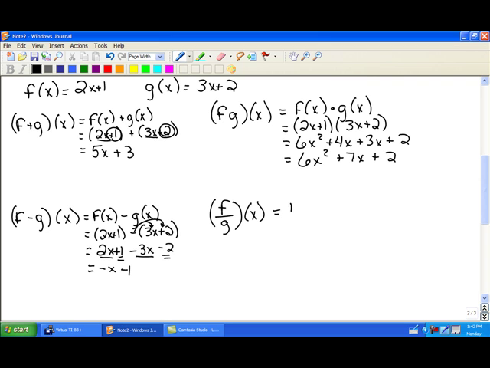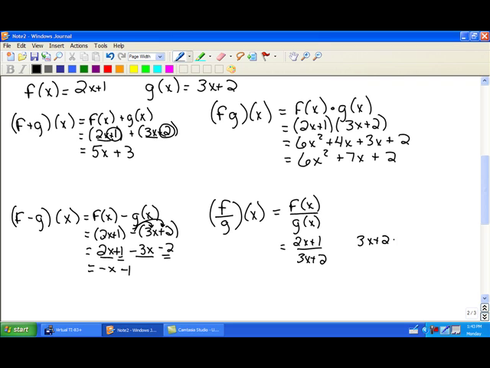The quotient of these two functions, f divided by g of x, means take the f of x function, put it on the top, take the g of x function, put it on the bottom. So the 2x plus 1 is going to go on the top, and the 3x plus 2 is going to go on the bottom. Since we have a fraction, we're going to note the domain.